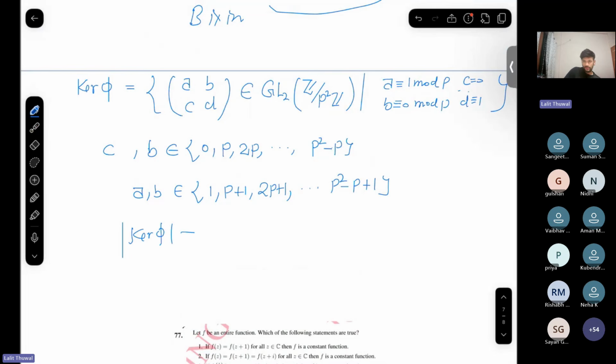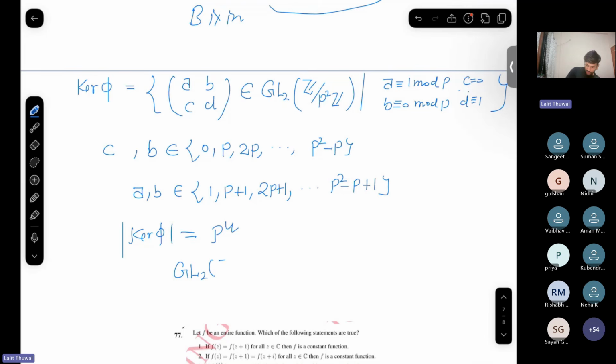Cardinality of kernel phi is just P to the P elements. A can be any one of the P elements and B can be anything from the P elements. So total choices are P to the power 4. So order of kernel phi is P to the power 4.